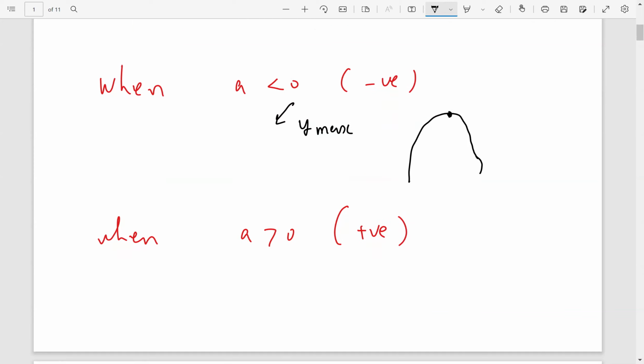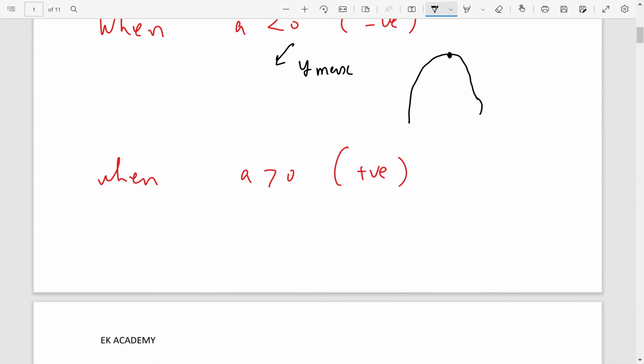And when a is greater than 0, this is the case when we have y minimum. So if this is going to be your axis, we are going to have a random graph. The graph might be this way, and this is our turning point. This is also our turning point.